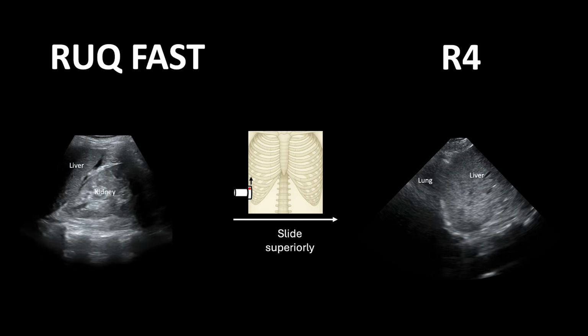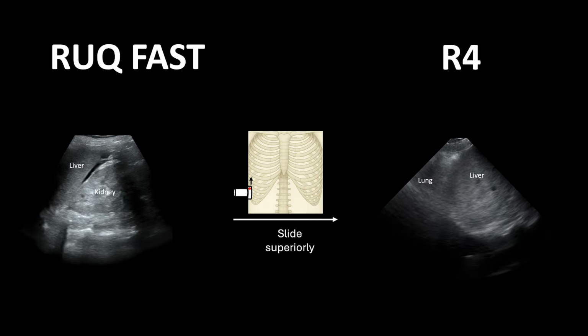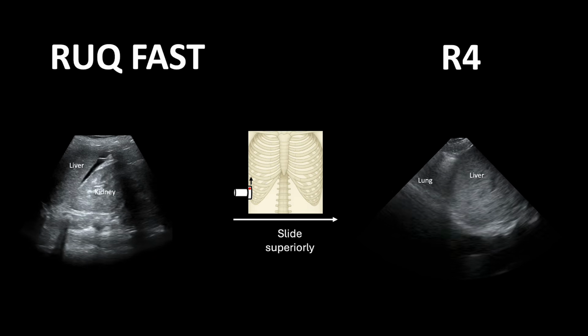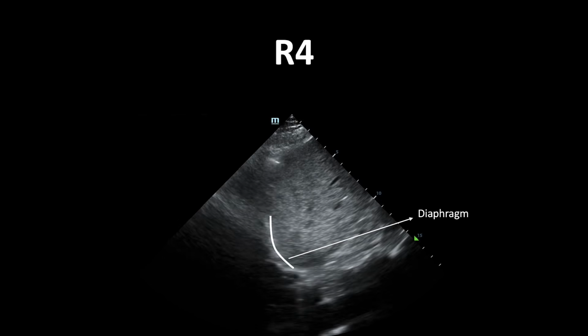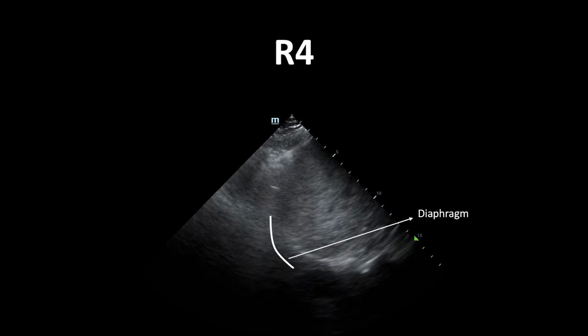I often refer to this view as the modified FAST view. Your probe is essentially superior on the chest wall compared to where it would be for a FAST exam. The key structure to identify in R4 and L4 is the diaphragm.